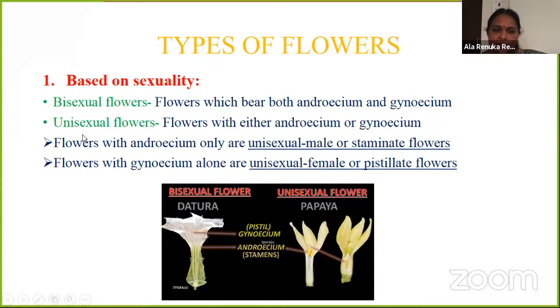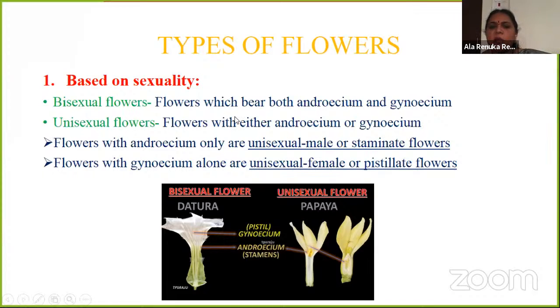And if a flower has either androecium alone or gynoecium alone, they are called unisexual flowers. Flowers have either androecium or gynoecium only, not both. If they have both, they are bisexual, having two sexes in them. And if they have only one, unisexual.